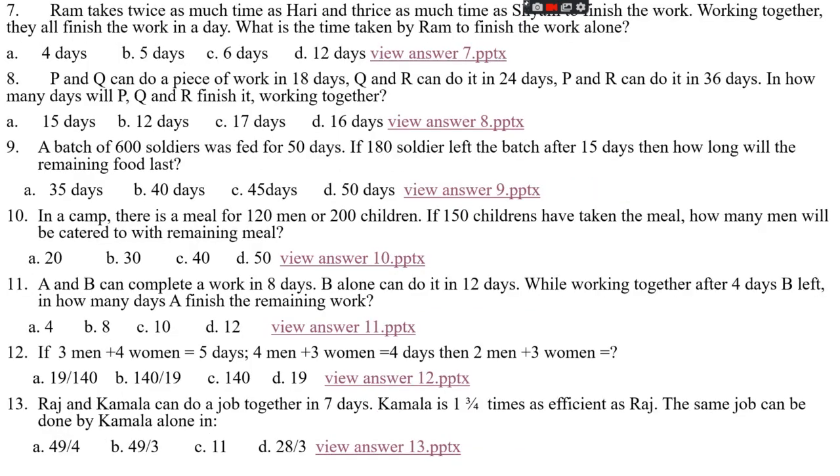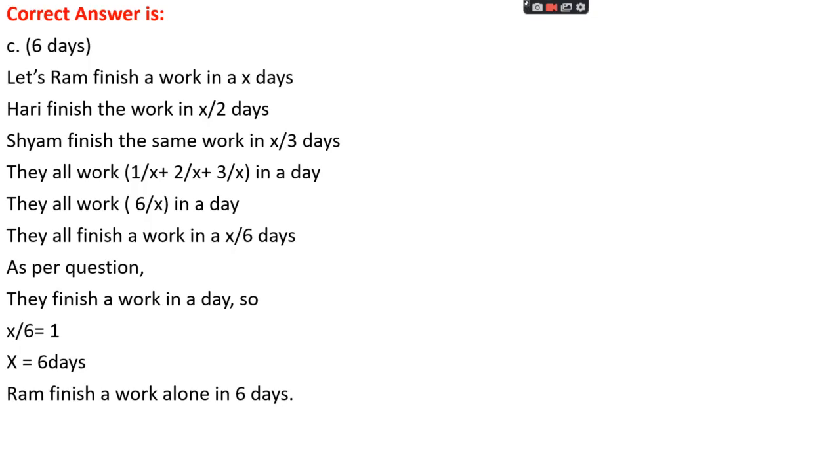Question number 7. Ram takes twice as much time as Hari and thrice as much time as Sham to finish the work. If they work together, they all finish the work in a single day. What is the time taken by Ram to finish the whole work alone? Option A, 4 days; option B, 5 days; option C, 6 days; option D, 12 days. The right answer is option C, that is 6 days.